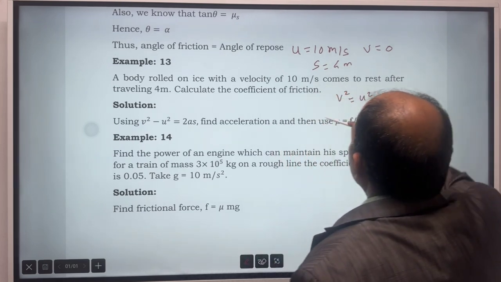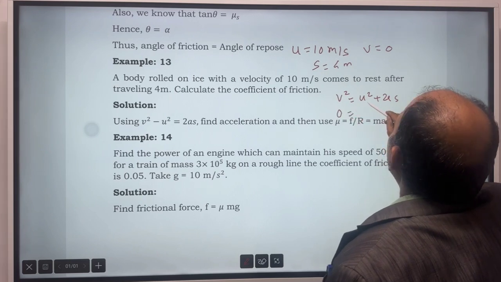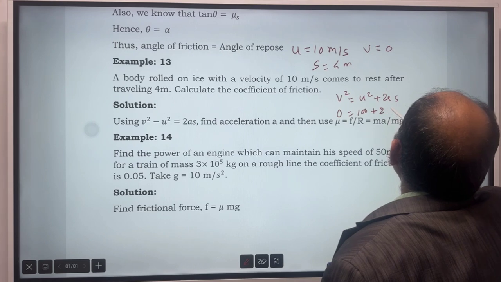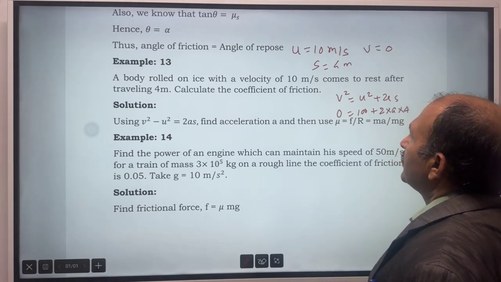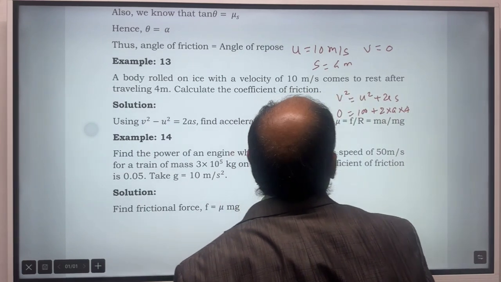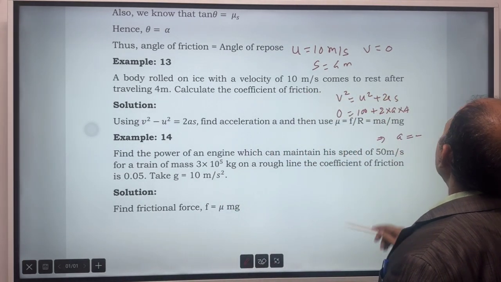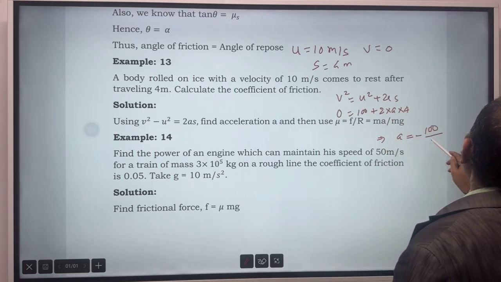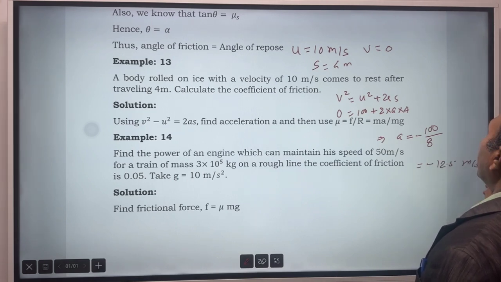So if we evaluate it, what do we get? 0 equals u square, which means 100, plus 2 into a into distance, which is 4. So we can divide it. So what will it become? a equals minus 100 divided by 8, which will be minus 12.5 meter per second square.